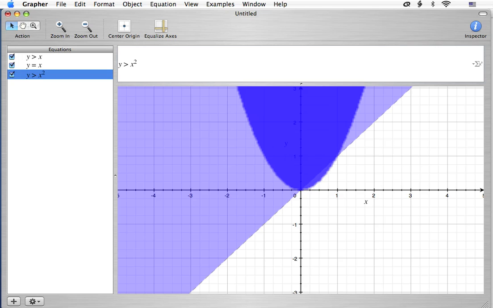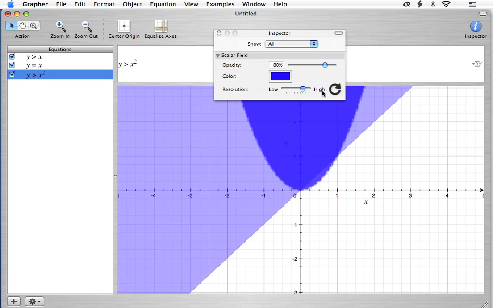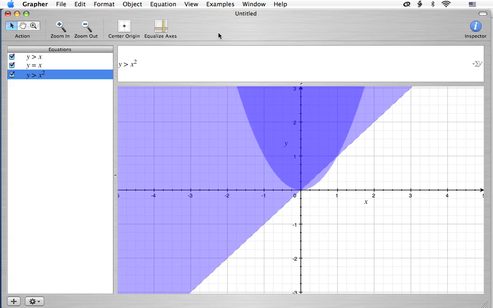Again, let's go ahead over to inspector. We're just going to, again, change the opacity down to 40. There we go. You can also type it in instead of using the slider. Let me move the resolution over and hit the reset button. And there we go. It's nice and clean now. And again, to get a line, I want to do something like y equals x squared.